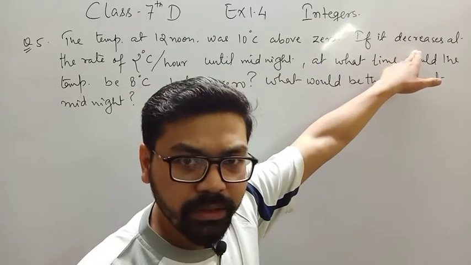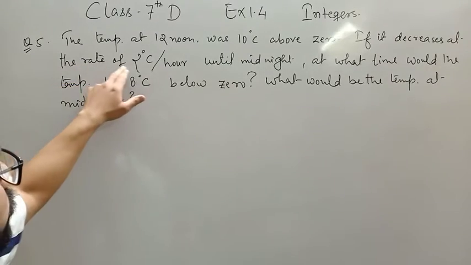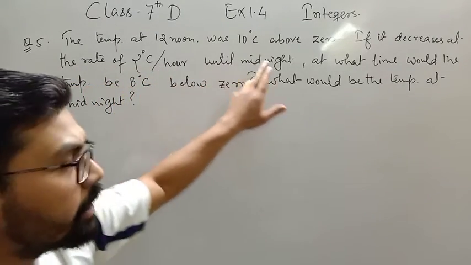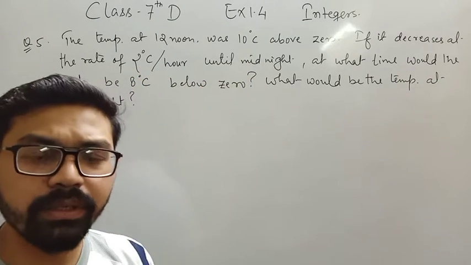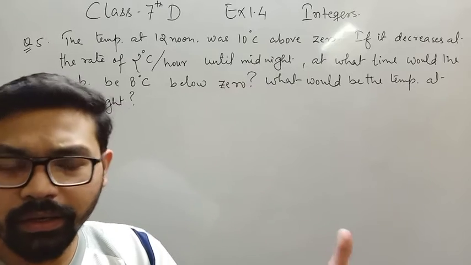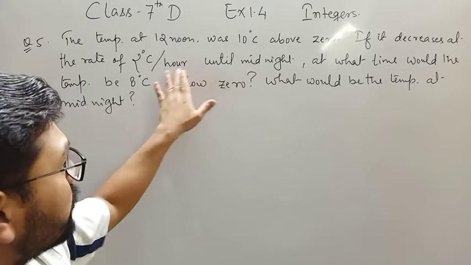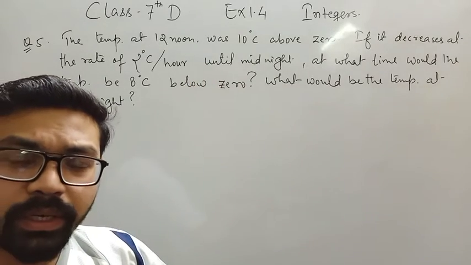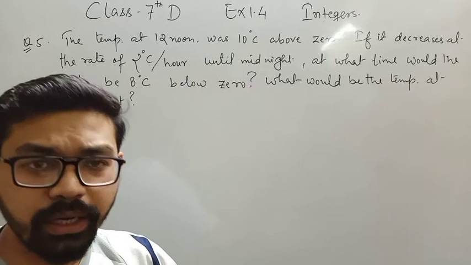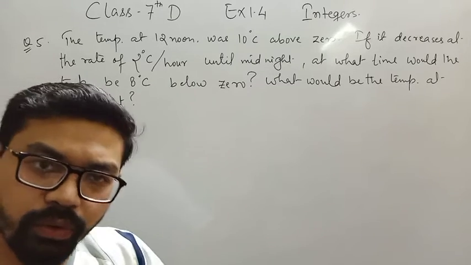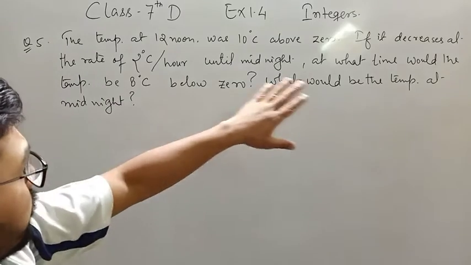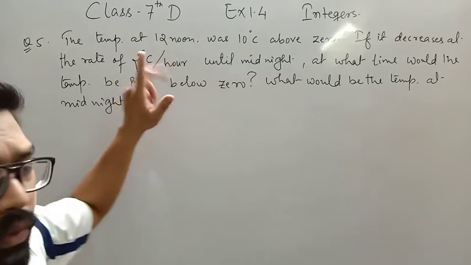If it decreased at the rate of 2 degree Celsius per hour until midnight, that means at 12 at night, the temperature is dropping by 2 degree Celsius in every hour. Okay, the temperature is decreased at the rate of 2 degree Celsius per hour.